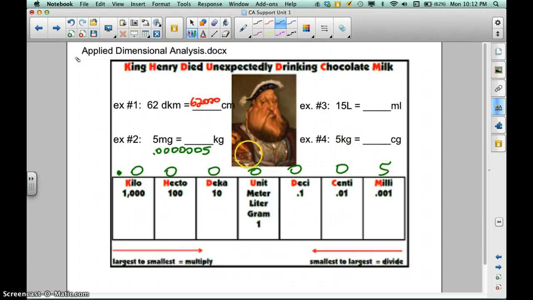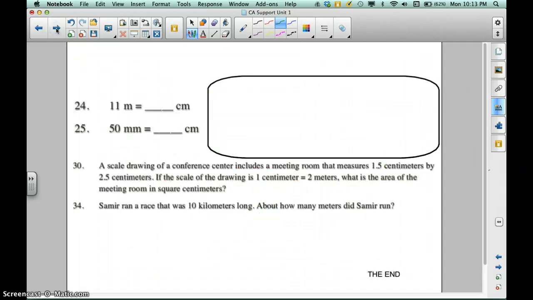I want you to pause the video and try numbers 3 and 4 on your own. And again, we're going to check those together when you get to class. We're going to do a couple of more examples. The last couple will start here. 11 meters is equal to how many centimeters?